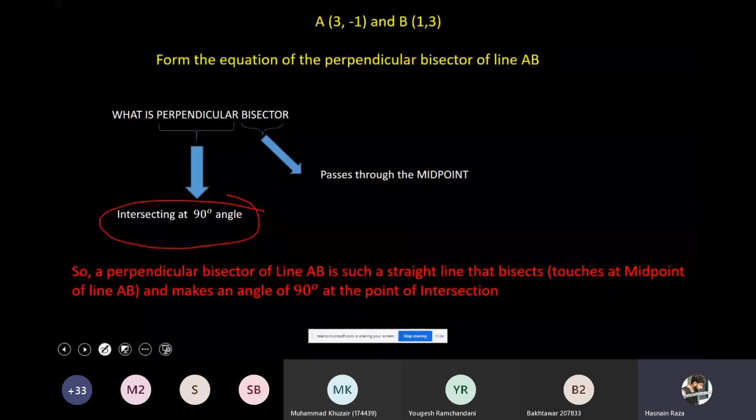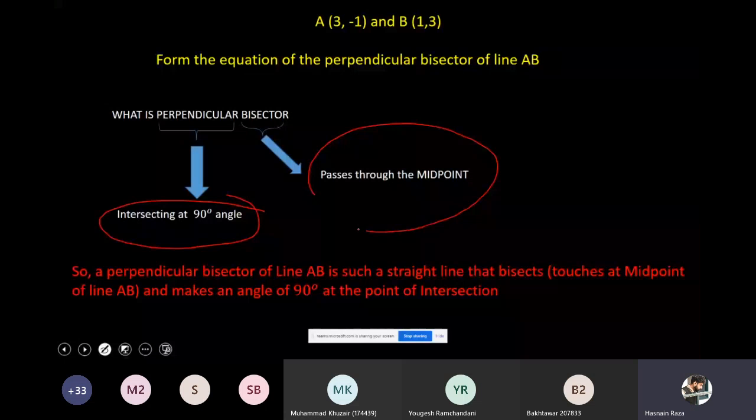यानी perpendicular का मतलब क्या होता है? जैसे x axis और y axis, they always intersect at 90 degree. अच्छा, second thing, bisector. Bisector का मतलब ये है कि that passes through the midpoint.